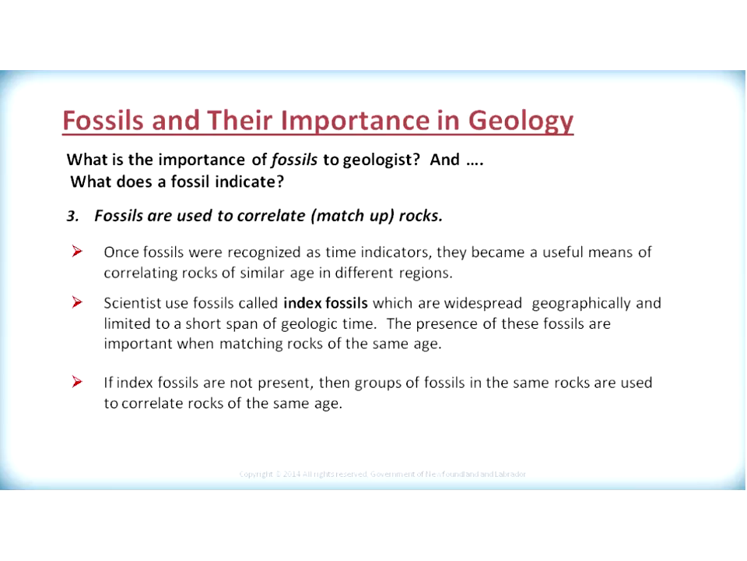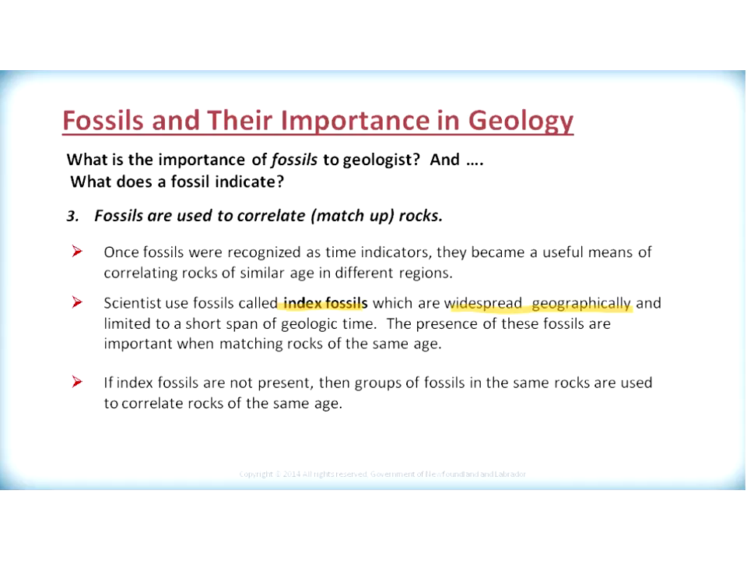The third thing indicated by fossils is that they are used to correlate and match up rock types. Once fossils were recognized as time indicators, they became a useful means of correlating or matching up rocks of similar age in different regions. Scientists use fossils called index fossils, which are widespread geographically and are limited to a short span of geologic time. The presence of these fossils is important when matching rocks of the same age.